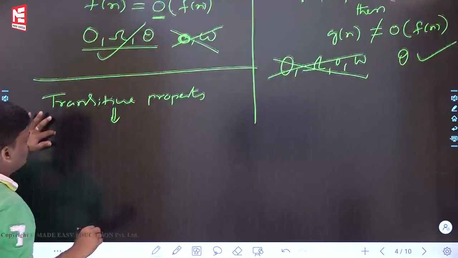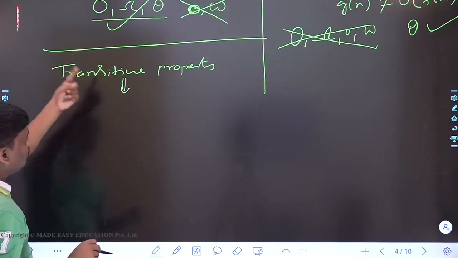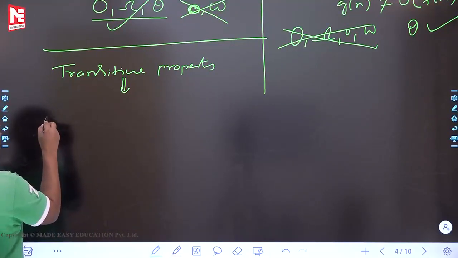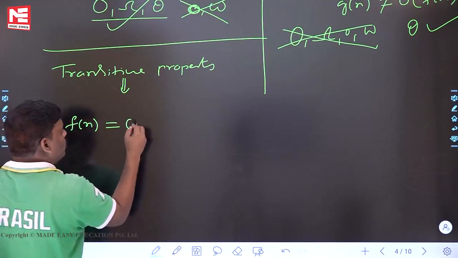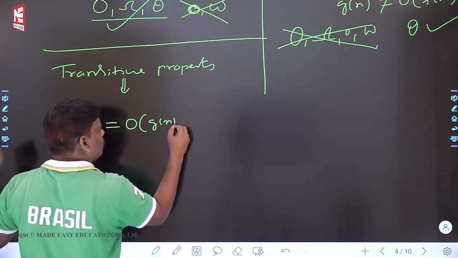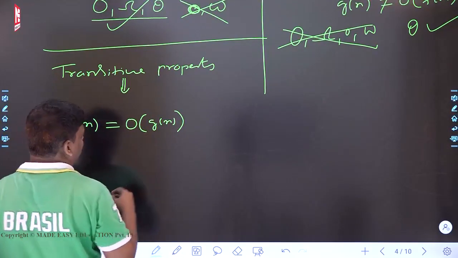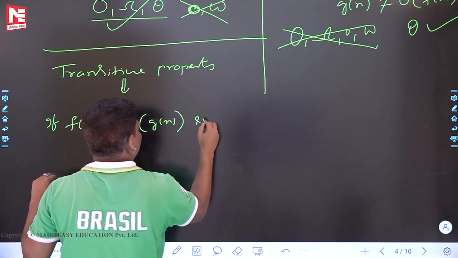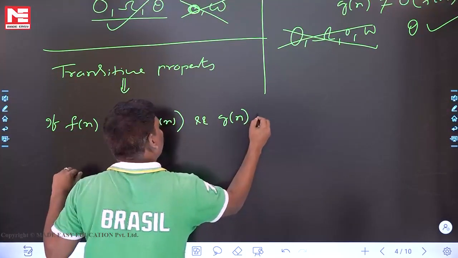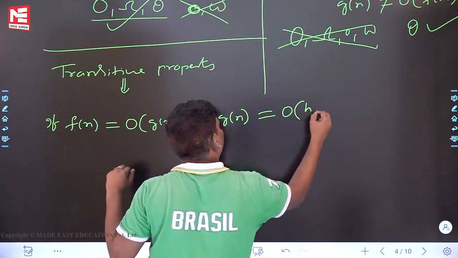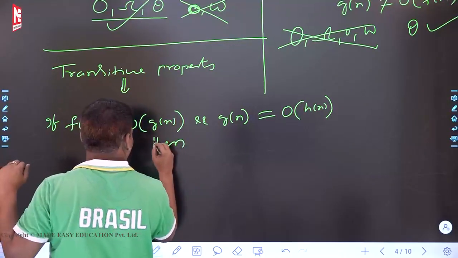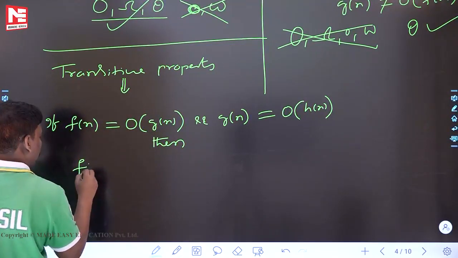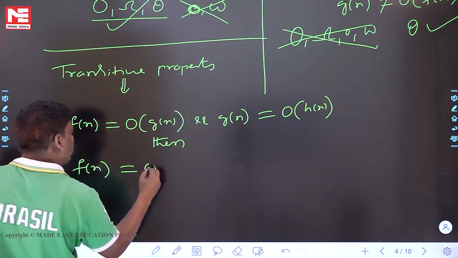Some people are asking what is the meaning of transitive property. Many people know, but let me remind you one time. If f of n is big O of g of n, and g of n is big O of h of n, then f of n is big O of h of n.